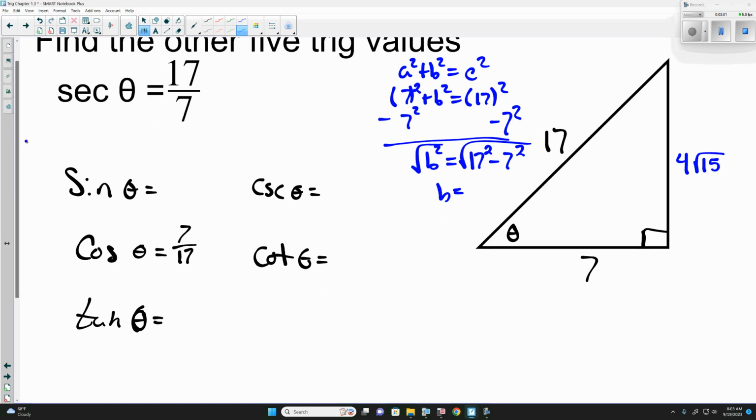Now our sine value is opposite over the hypotenuse. Well, the opposite side is 4 square root of 15, and the hypotenuse is 17. Tangent of theta is opposite over adjacent. So 4 square root of 15 over 7. Cosecant is 1 over sine, or the flip of sine. So 17 over 4 square root of 15.